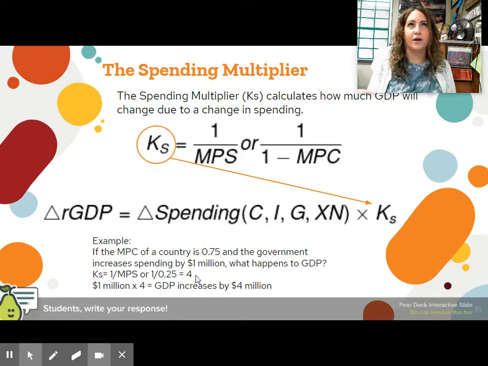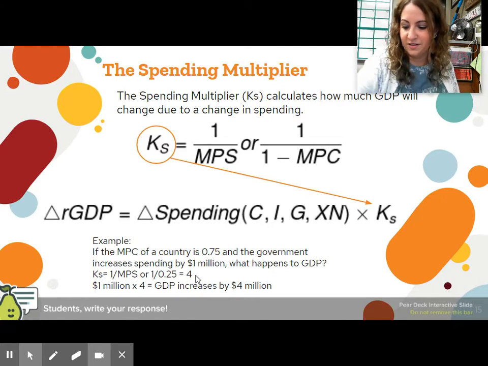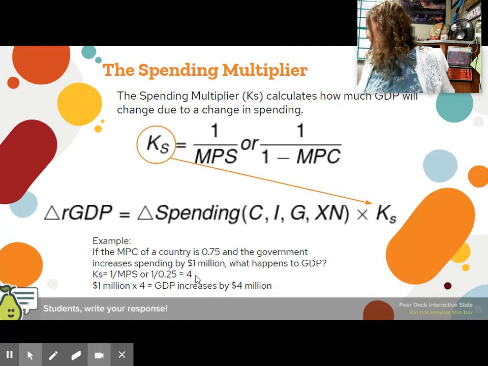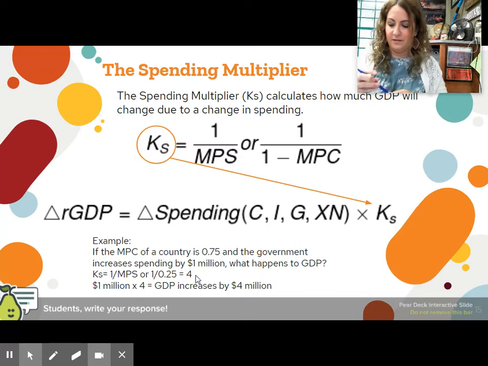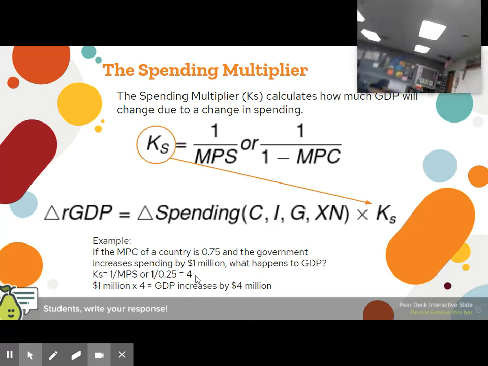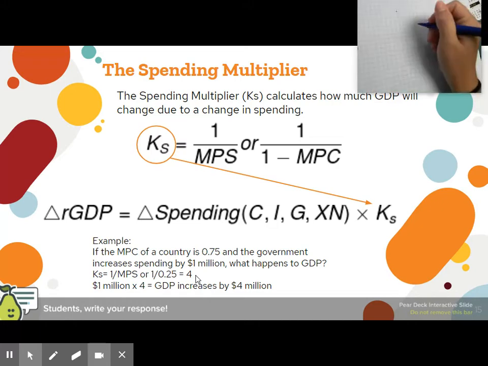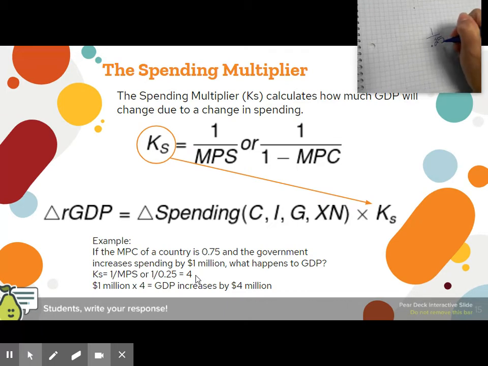So how do you solve 1 divided by 0.25 in your head? There are different ways, lots of tools for how to do that. I had to grab a pen really quick. So here you have 1 over 0.25, and you need to be able to solve that in your head.